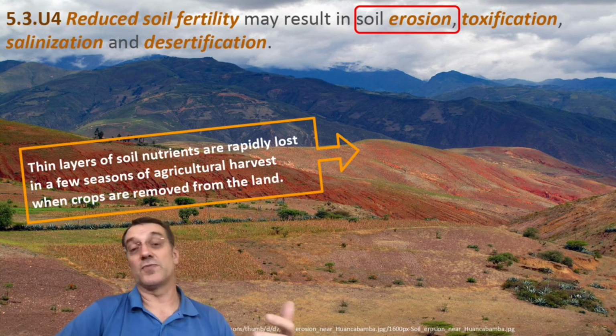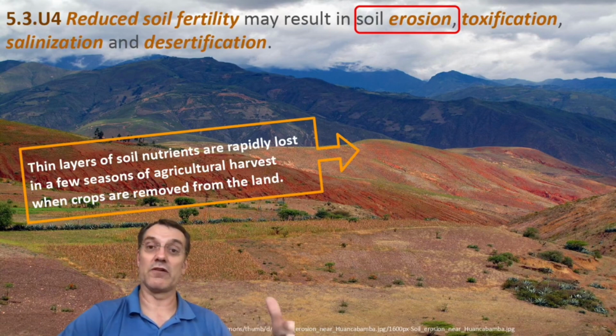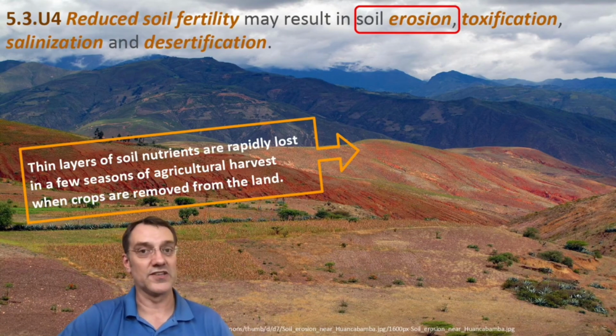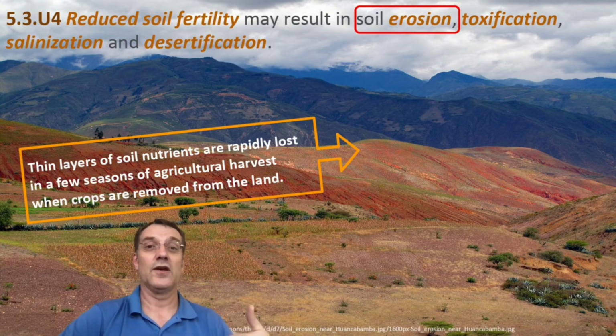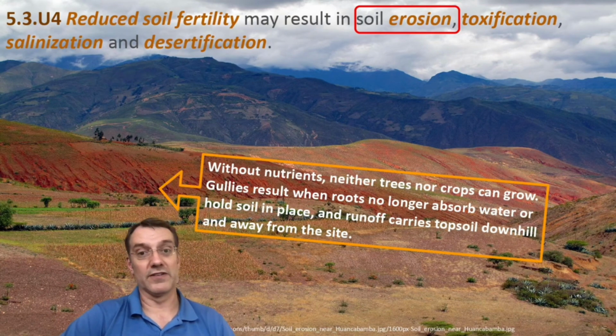The consequences become even more apparent as thin layers of soil nutrients are rapidly lost during agricultural harvesting. Right? That top layer of soil is where we grow all of our agricultural crops. When crops are removed from the land without proper nutrient replacement, you're going to see a dramatic decline in soil fertility over just a few growing seasons. That's part of what pushes and drives and perpetuates slash and burn style agriculture. Without nutrients, neither trees nor crops can grow effectively.